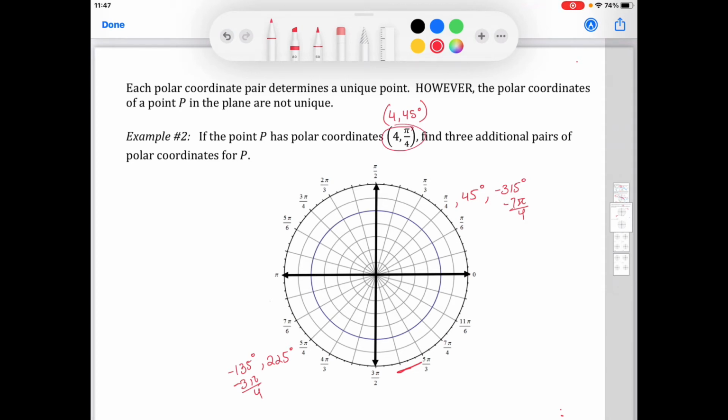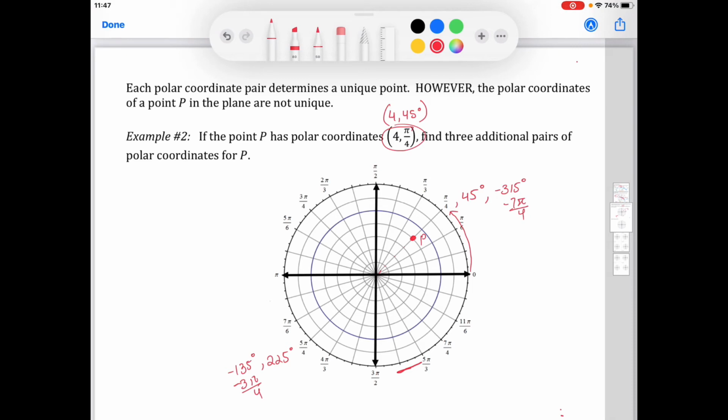Okay, so why do we need this? Because it's asking us for 3 additional points. First, let's plot this given point. So it's pi over 4, which means I went pi over 4 in counterclockwise direction, and my directed segment is 4 out from the pole. 1, 2, 3, 4. So that is my point P. Label it. Always label them. Please don't make the mistake of not labeling them.